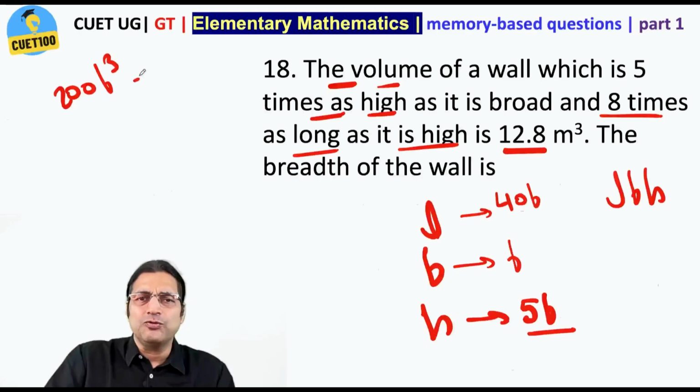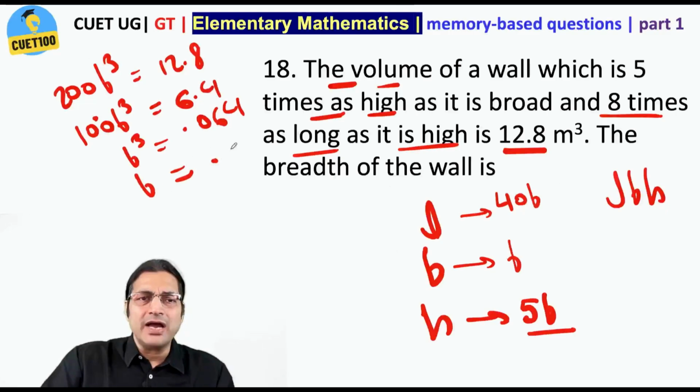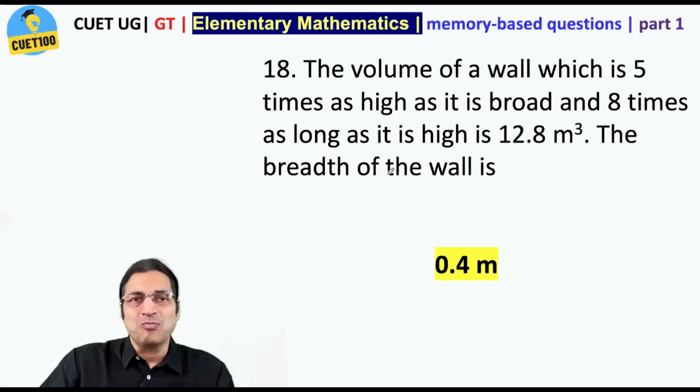200 b cube is given to be 12.8. So, 100 b cube is half of this, 6.4. B cube is 0.064 and hence B is 0.4, isn't it? Cube root of 0.064 would be 0.4. So, breadth of the wall is 0.4, isn't that 0.4?